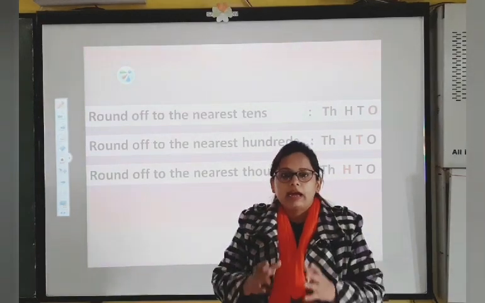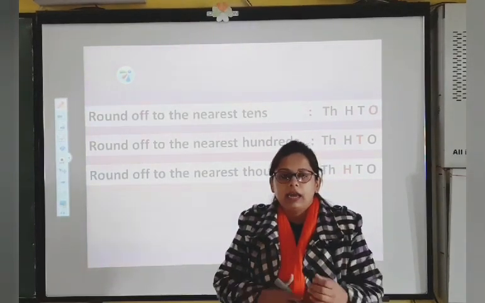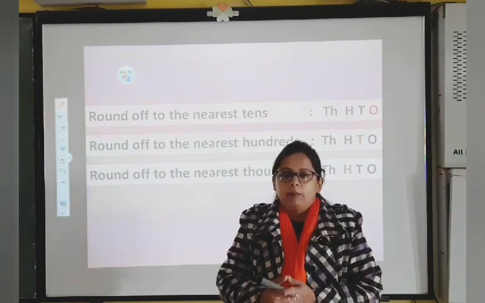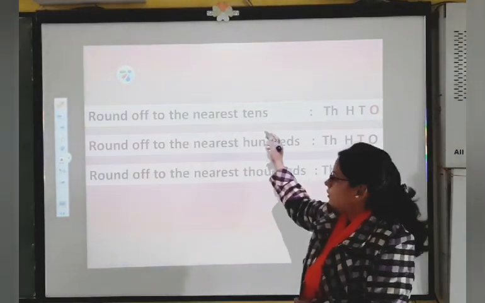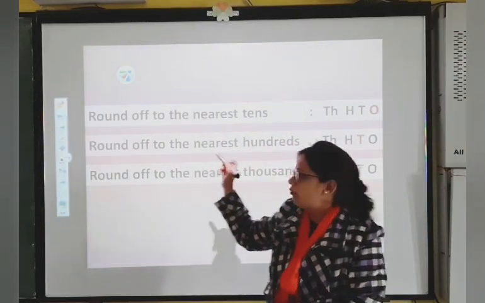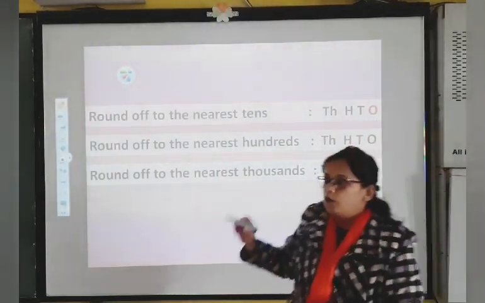So children, at the end of this class, again I will be revising it. Round off to the nearest 10, what you have to look at is the digit which is on the ones place.